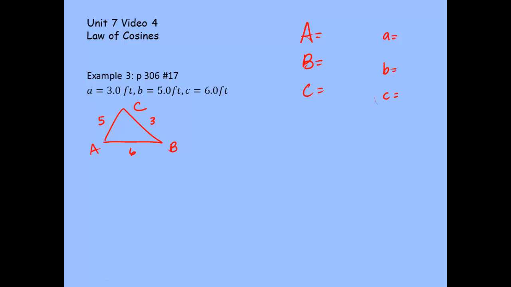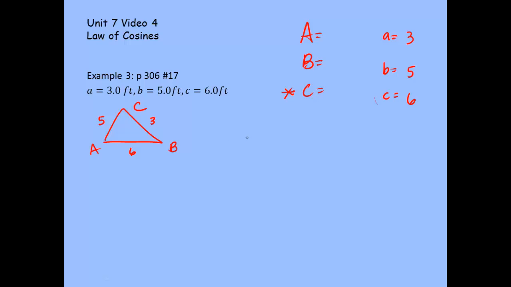So I'm going to label all this real quickly, 3, 5, and 6. And then the key to this is you have to start with your largest side, which is different than what I had just told you. So we're going to find the largest side first here. Okay, it's a different problem, so it has a different set of rules.